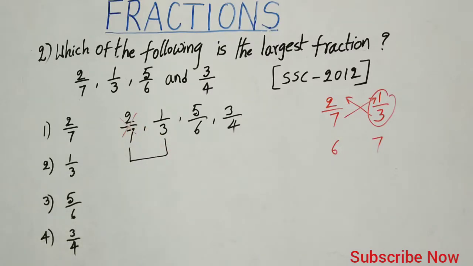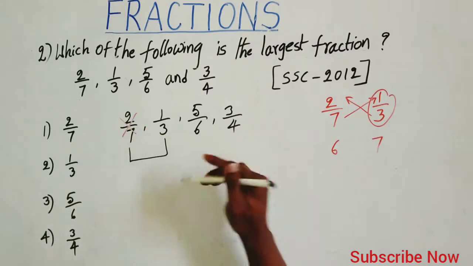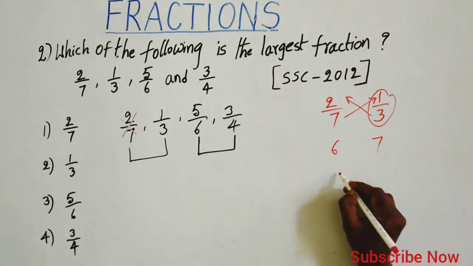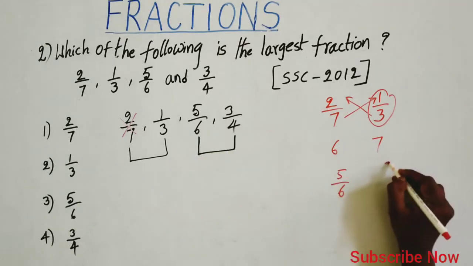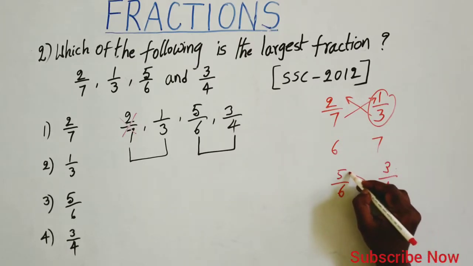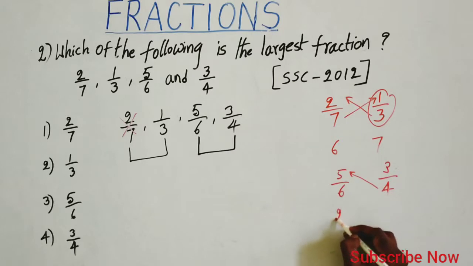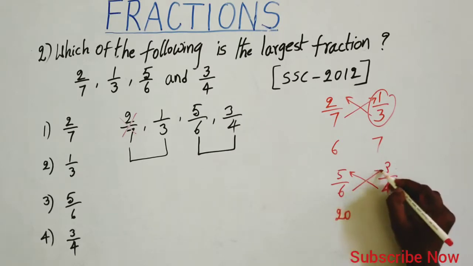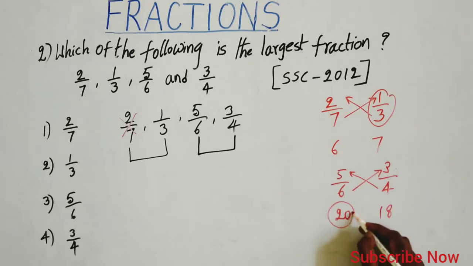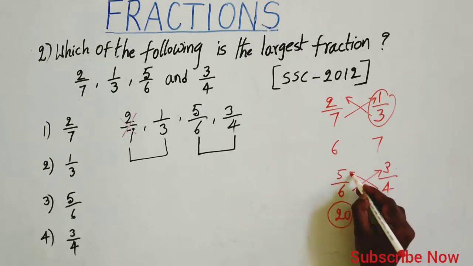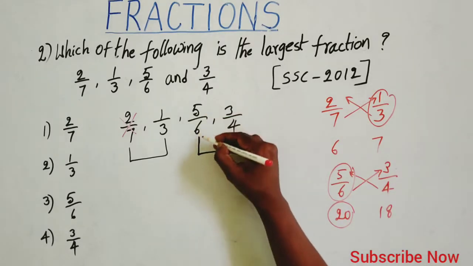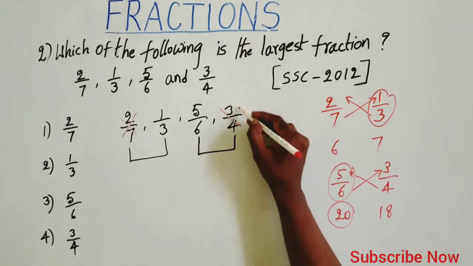Now, you compare these two, 5 by 6 and 3 by 4. So, now you cross multiply. 4 5s are 20 and 6 3s are 18. Here 20 is larger than 18. Therefore, 5 by 6 is larger than 3 by 4. So you strike it out.